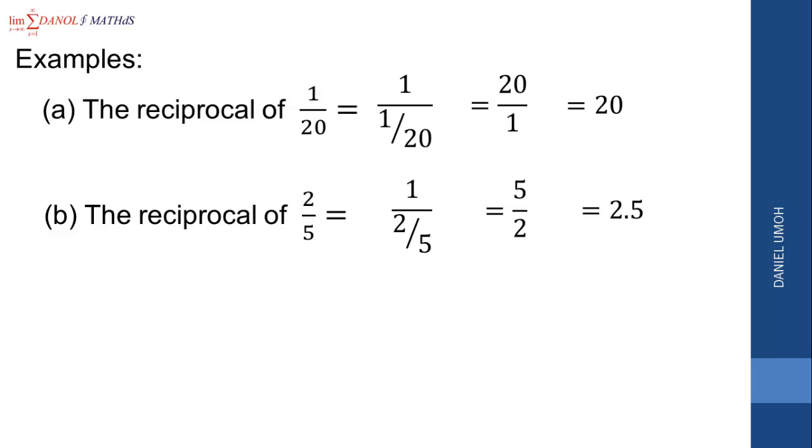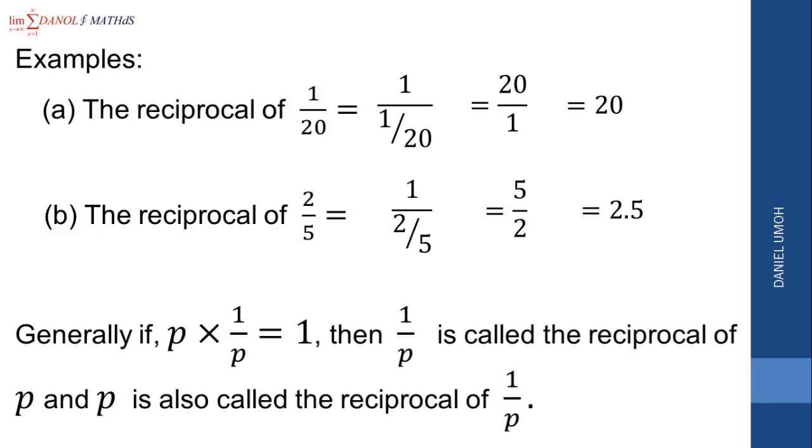Take note of that. So we now say generally, if P times 1 over P is equal to 1, it means that 1 over P is called the reciprocal of P. And P is also called the reciprocal of 1 over P. Meaning that for any number you have, let's say P for instance, multiplied by 1 over P and you have the answer to be 1, then it means that 1 over P is the reciprocal of P. And also it means that P is the reciprocal of 1 over P.